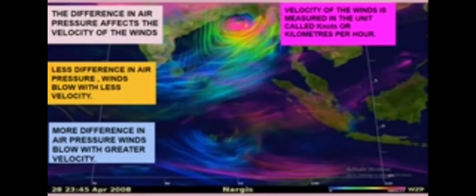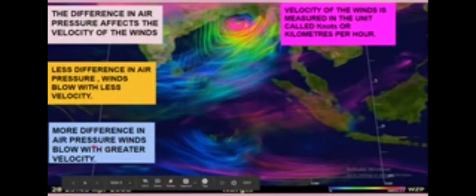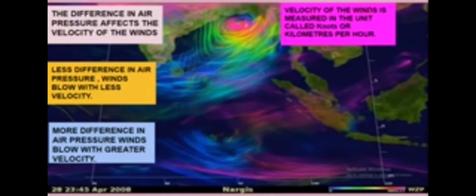Here, with less difference in air pressure, winds will blow with less velocity. And if there is more difference in air pressure, winds will blow with greater velocity. And the velocity of the wind is measured. You should also know how the velocity of the winds is measured.